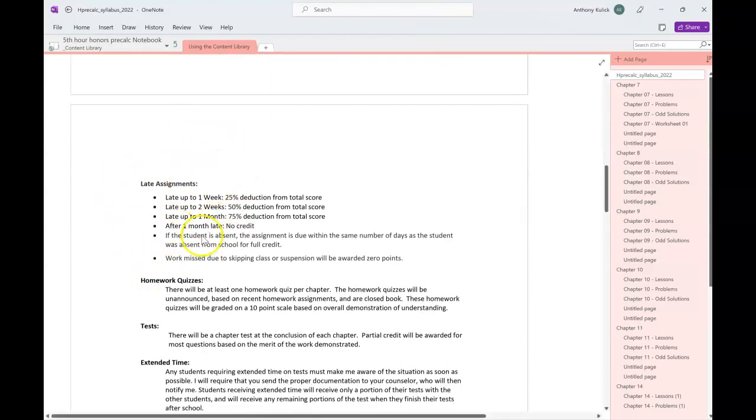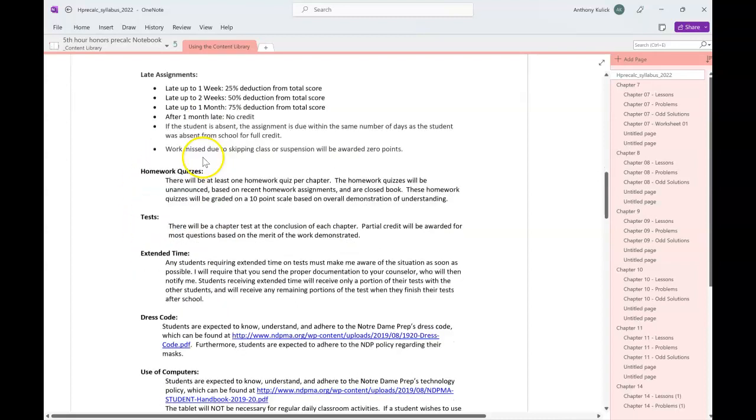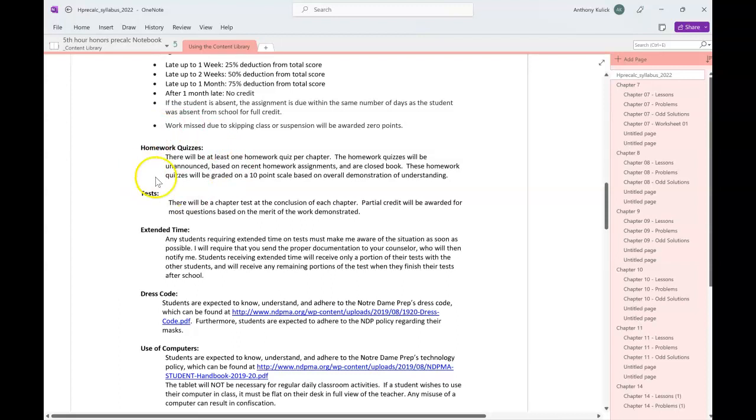The late assignment policy for the school, typically, if you have a late assignment, I don't give you any penalty for it. Homework quizzes, we typically do one homework quiz per chapter. These are unannounced and they're based on recent homeworks and they're closed book. I grade them on a 10-point scale just on overall demonstration of understanding.